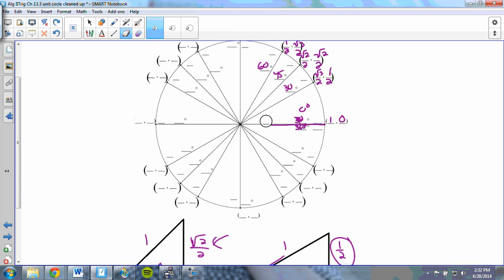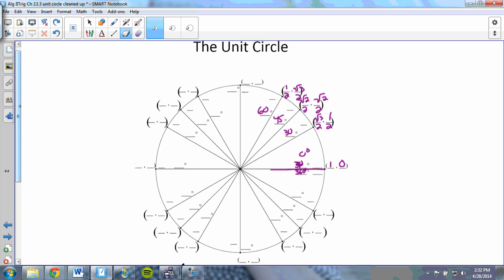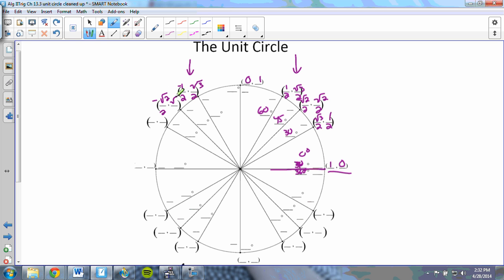So I can take all these points that we just copied down and think about how they reflect. First of all, this is the point 1, 0, this is the point 0, 1. But this point here is going to be a reflection of this point here. So it's negative 1/2, root 3 over 2, negative root 2 over 2, root 2 over 2, negative root 3 over 2, 1/2.